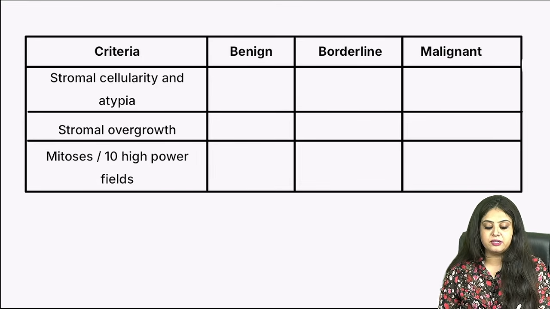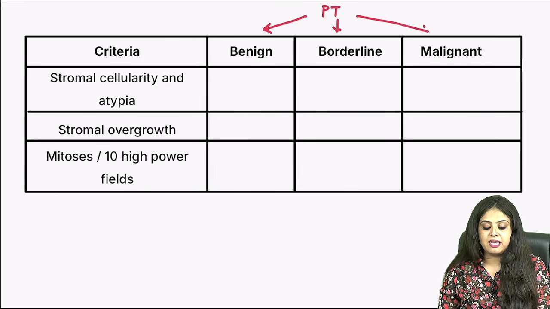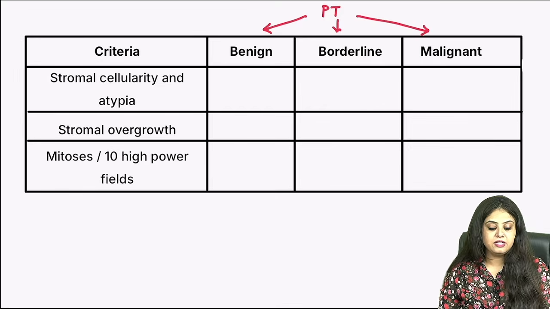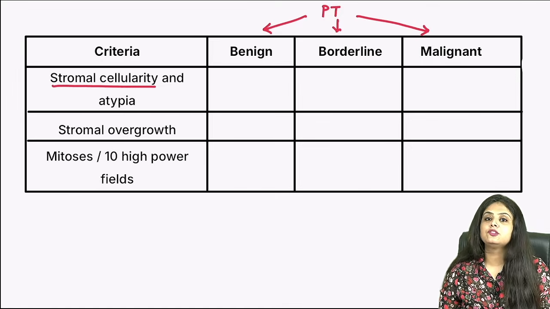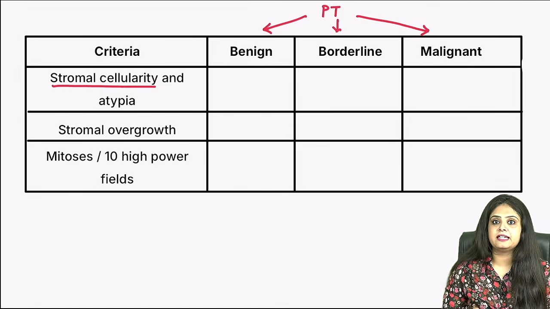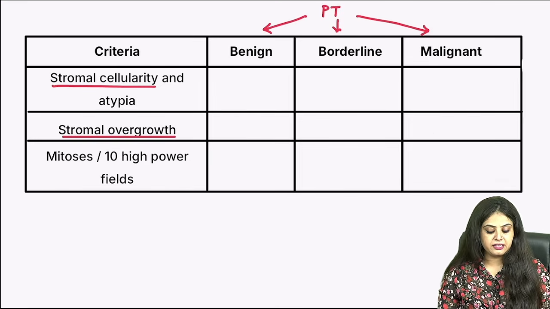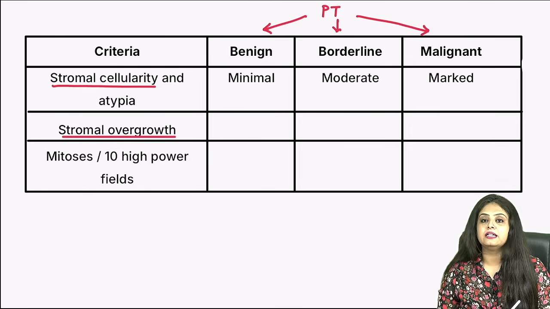For the Phyllodes tumor, the categorization is done as benign, borderline and malignant. There are three types of Phyllodes tumors, and what is this based on? Everything to do with stroma. How much is the stromal cellularity? Cells kitne hain? How many are the cells? How much has it grown? So now they say that in benign, borderline and malignant, it is mild, moderate, severe, mild, moderate, severe.